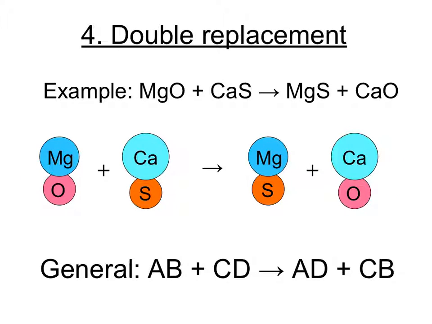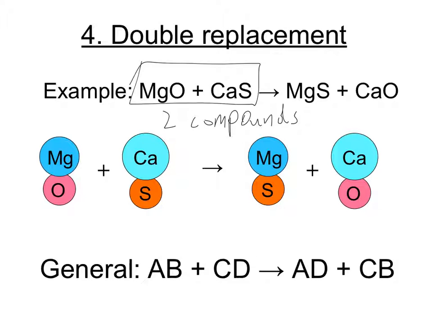Next one is a double replacement. A double replacement is when you have 2 compounds. Notice how here we have 2 compounds. If you ever see 2 compounds, it is almost always going to be a double replacement. You see 2 compounds reacting, it's going to be a double replacement. So what's going to happen here is actually very similar to dancing too. Calcium and magnesium are both positively charged, or they want to be.